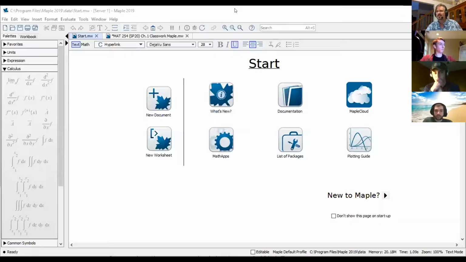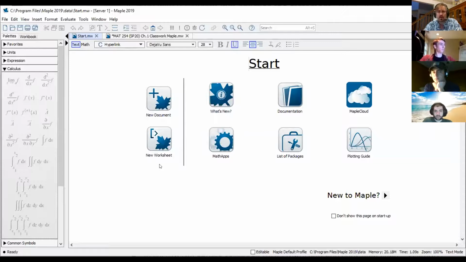And so when you fire up Maple for the first time, you probably see a screen that looks like this, right? And you'll notice there's a bunch of stuff. There's math apps and documentation and plotting guide. When it comes down to it, there's really none of these that you need. You can leave this window up. You can open up a brand new file over here, or you can come over here and create a new file.